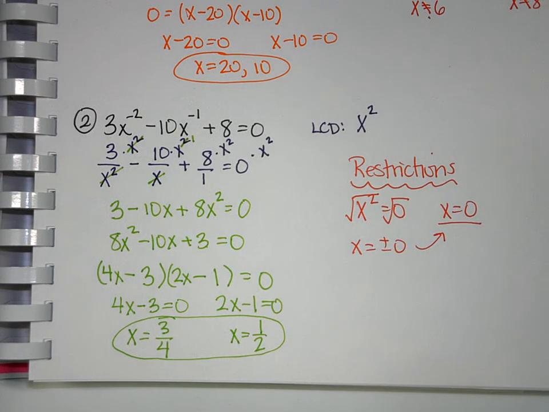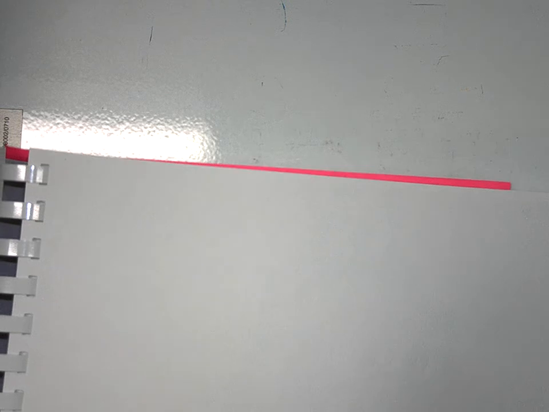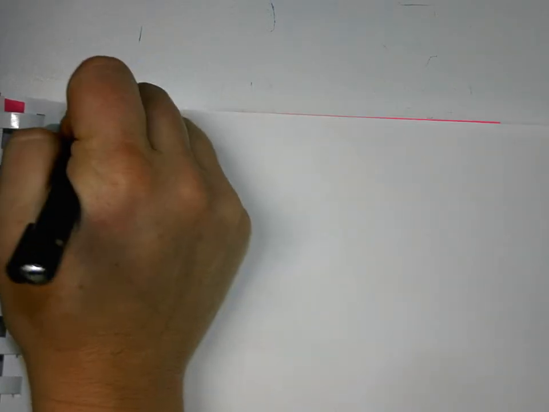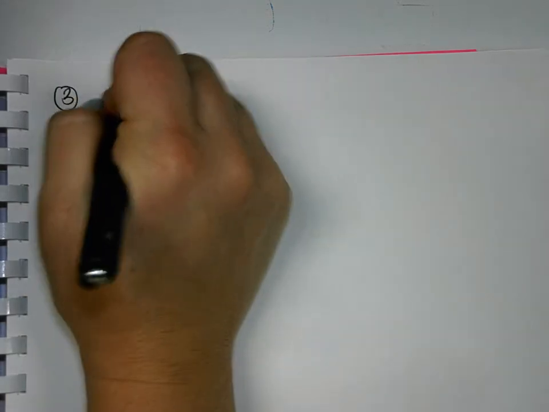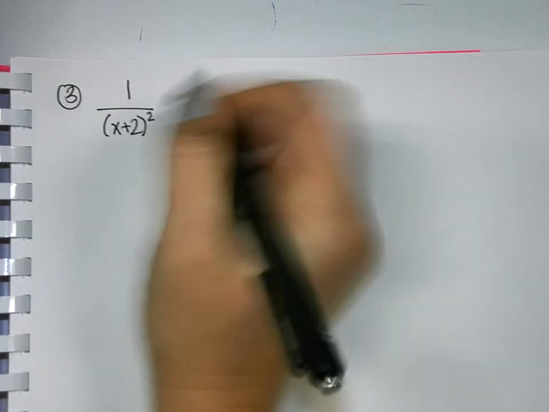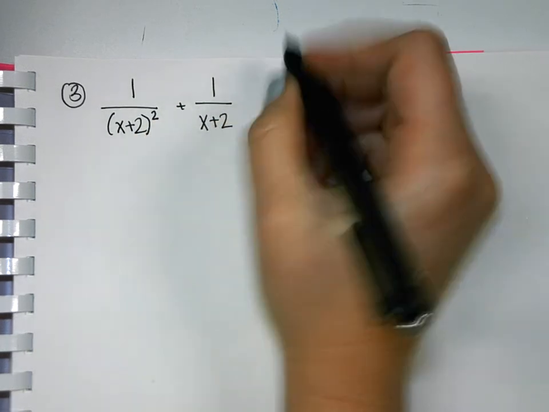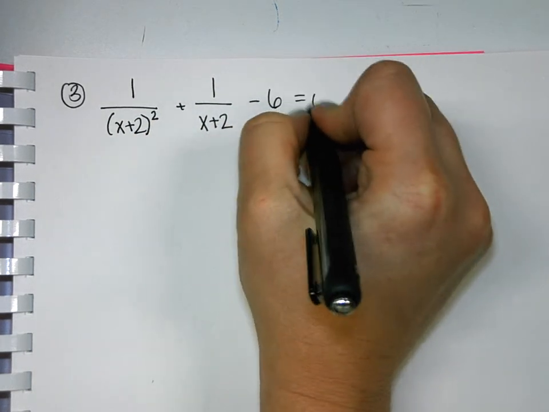Okay, I want to do one more just to make sure we're okay. And this one is going to be similar to a test question, so I am going to ask you to star it or highlight it, so that way you have it down as one to go back and study. So this one, number 3, we have 1 over (x plus 2) squared plus 1 over x plus 2, and then a minus 6 equals 0.